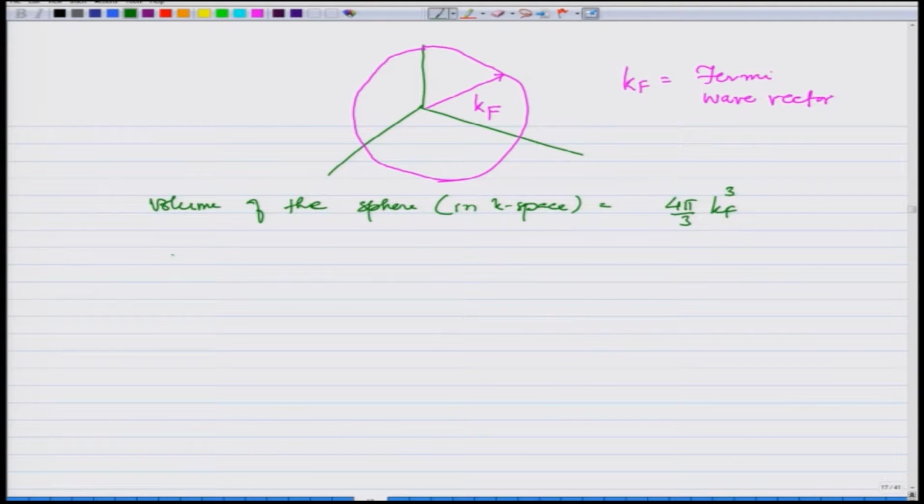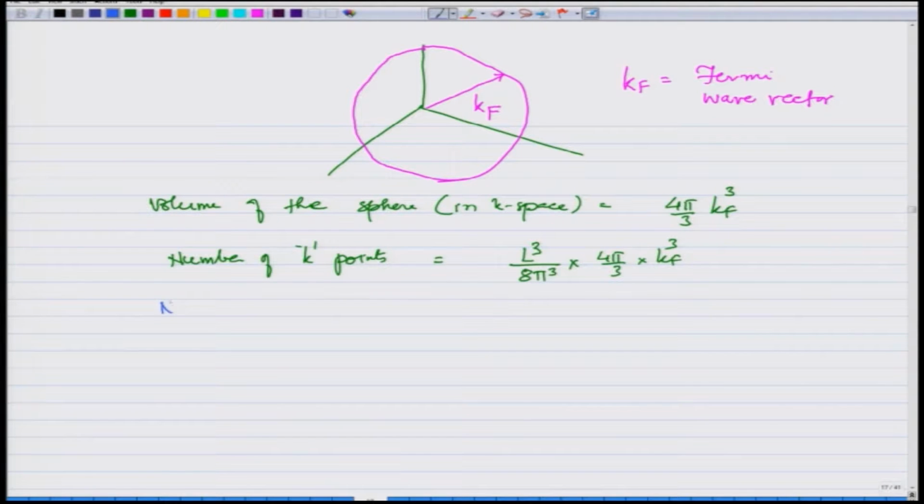So, number of K points, and this is going to be the density of K points, L cubed over 8 pi cubed, times 4 pi by 3 times Kf cubed, because we have seen that per unit volume of K space, the density of K points is L cubed over 8 pi cubed, and each state carries 2 electrons.